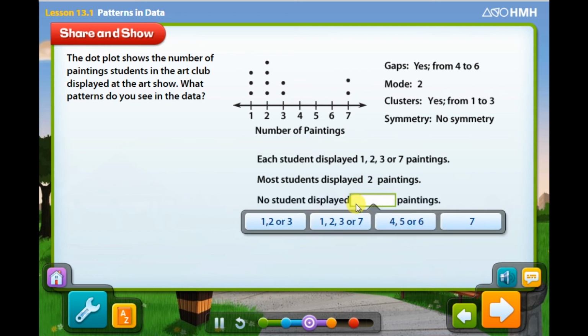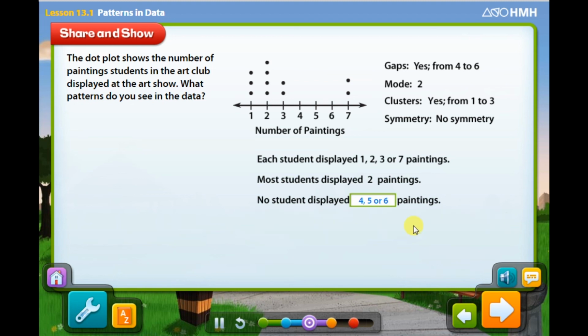What number of paintings was not displayed by any student? This is the gap. What are the numbers that were not displayed in this club? So it is 4, 5, and 6 because we have no data in these intervals. So the gap shows that no student displayed 4, 5, or 6 paintings. That's correct. No students displayed 4, 5, or 6 paintings.